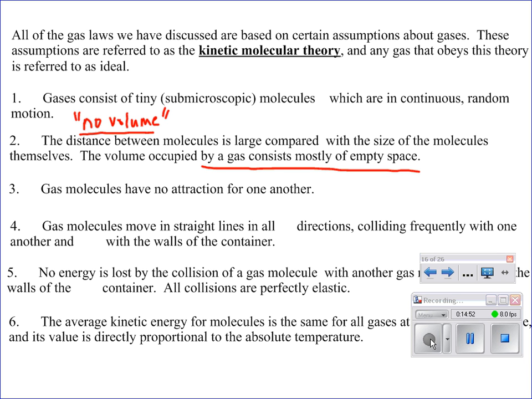Another thing that ideal gases have, ideally, is no attraction to each other. If molecules were attracted to each other, would they be really gaseous? No, they'd be closer together, right? They'd be more apt to be liquids and solids. So in order to be a gas, these molecules really can't be attracted to each other.